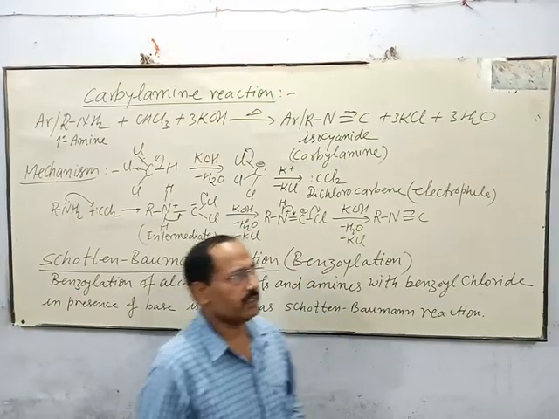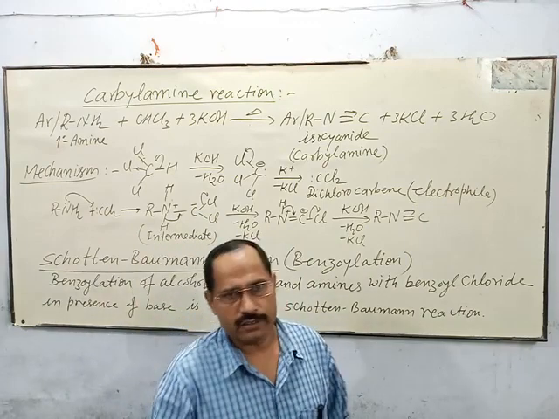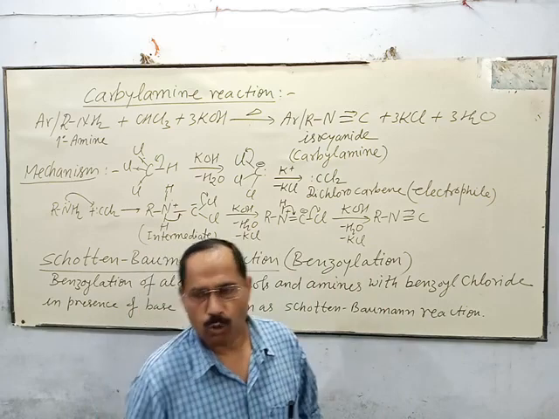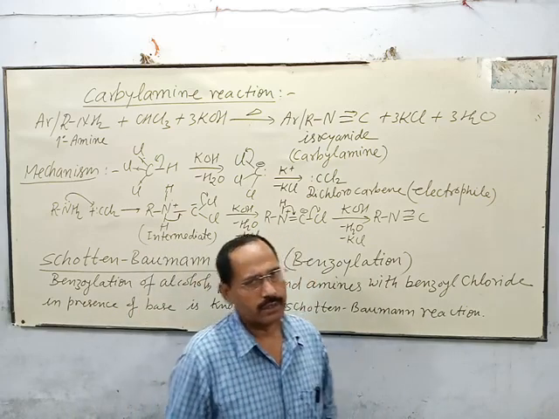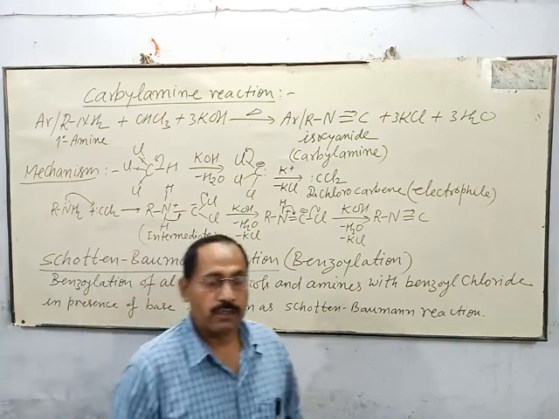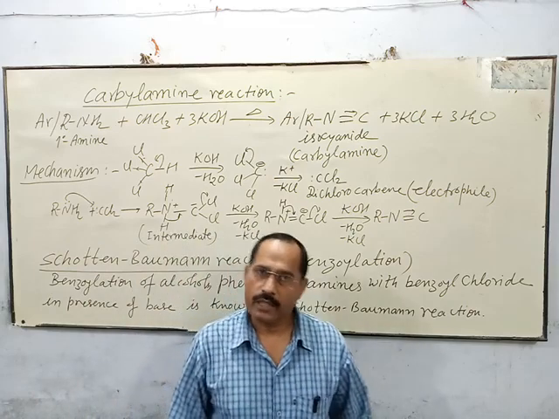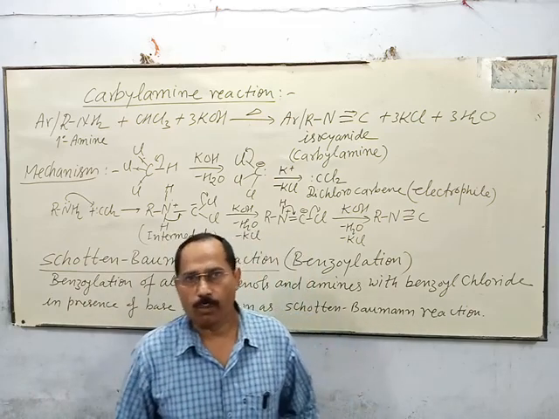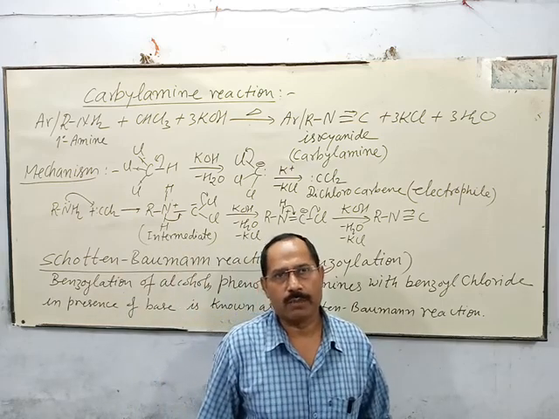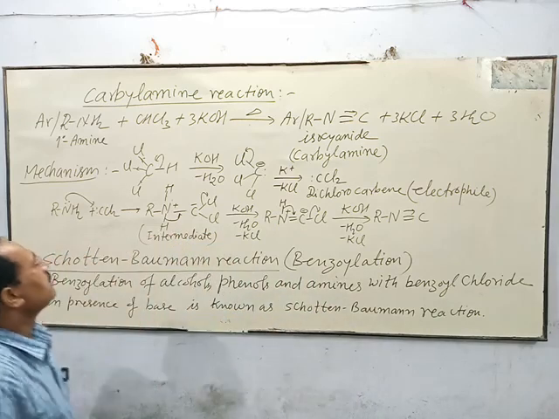Now the next reaction is the carbylamine reaction, which was already discussed in chloroform during the study of chloroform in haloalkanes and haloarenes. Since this reaction is very important and is used to distinguish primary amines from other amines, either aliphatic or aromatic, a primary amine can be distinguished from secondary and tertiary amines by this test. So it is again discussed in this video lecture.